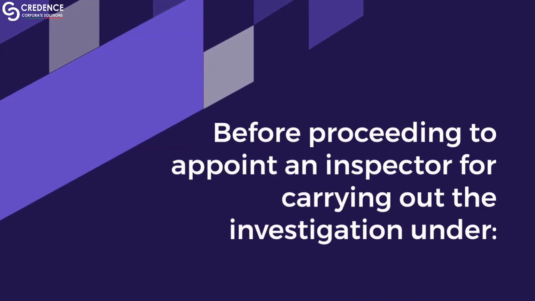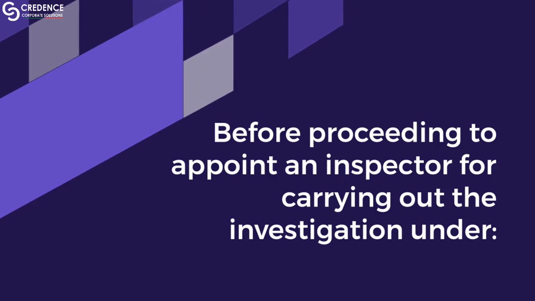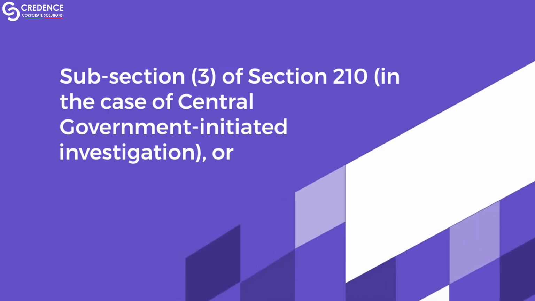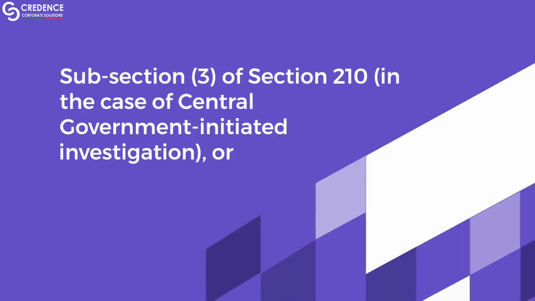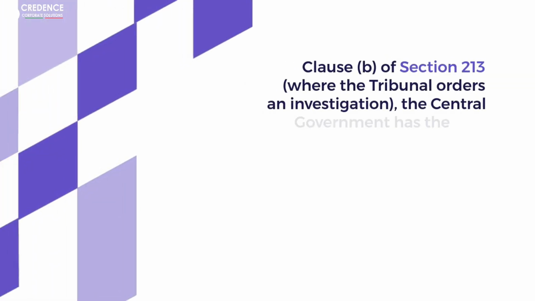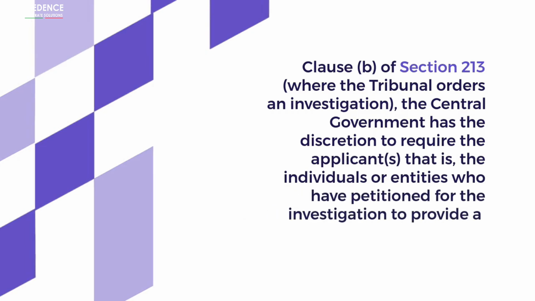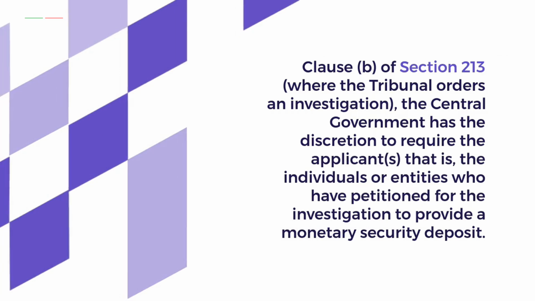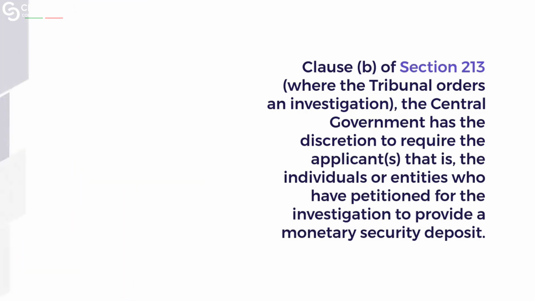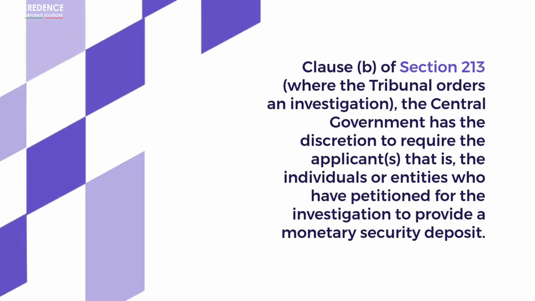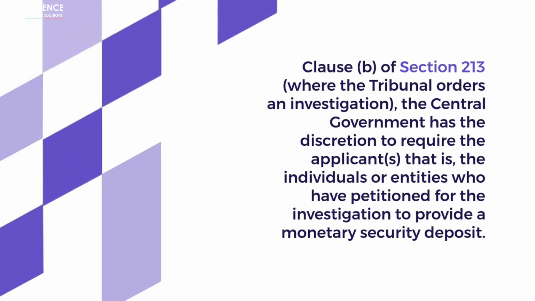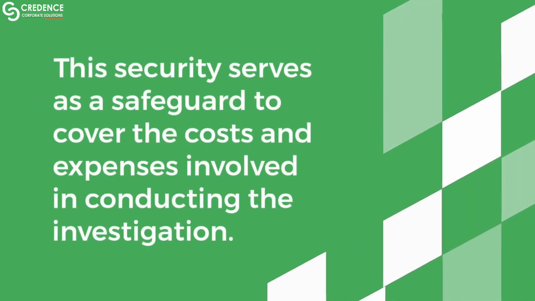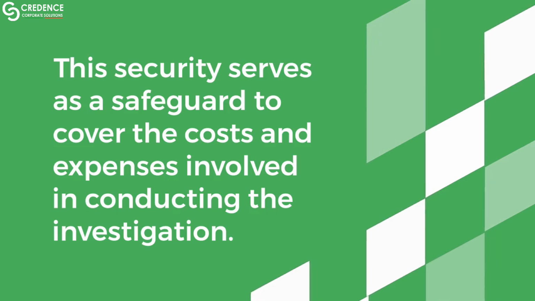2. Requirement to furnish security. Before proceeding to appoint an inspector for carrying out the investigation under Subsection 3 of Section 210, in the case of central government-initiated investigation, or Clause B of Section 213, where the tribunal orders an investigation, the central government has the discretion to require the applicants, that is, the individuals or entities who have petitioned for the investigation, to provide a monetary security deposit. This security serves as a safeguard to cover the costs and expenses involved in conducting the investigation.